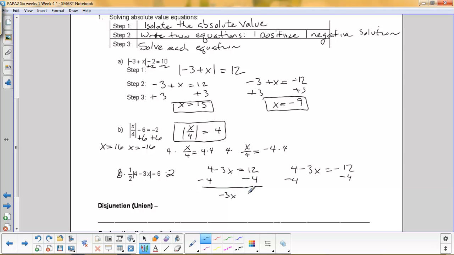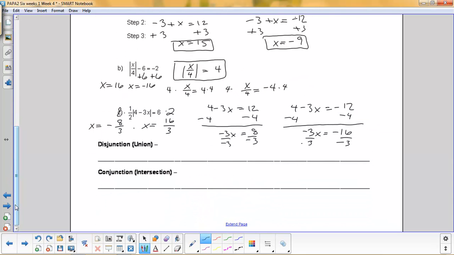Subtract 4 from both sides, and in the first one you get 8. In the second one you get negative 16. Finish out the problem by dividing by negative 3. And the answer x equals negative 8/3 and x equals positive 16/3 is your solution to answer C.